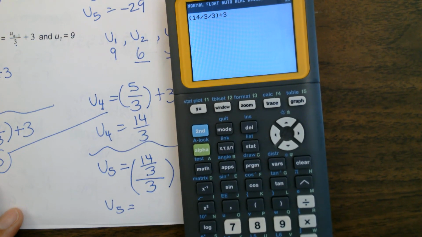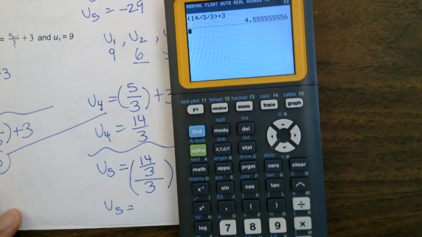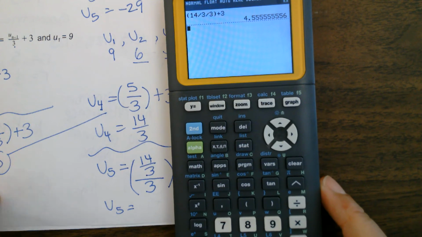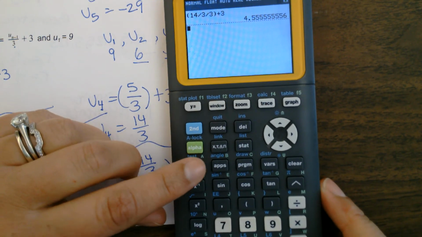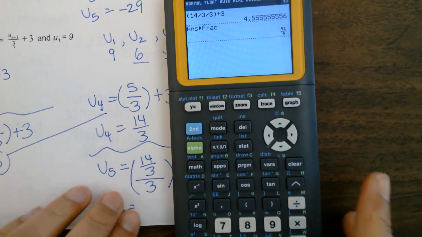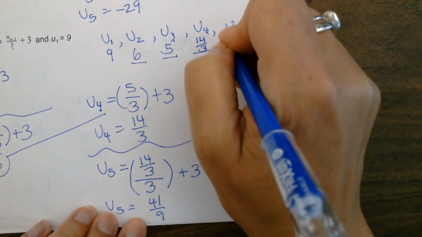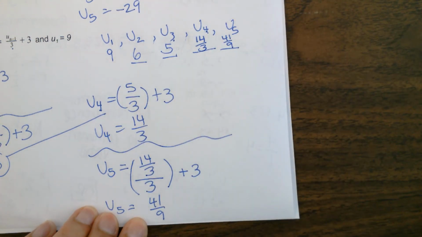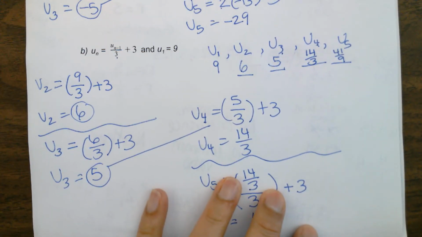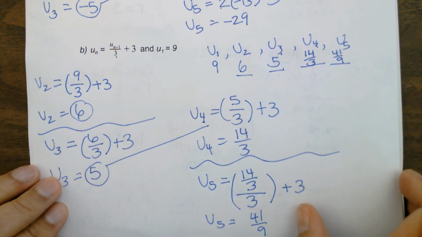If you need to pause the video and ask questions, you're more than welcome to. We get a big long number. I don't want that. Do we have a way to take care of it? Yes. Math, 1, enter. 41 ninths. So now we found all 5 terms using the calculator in this general form of the recursive sequence.